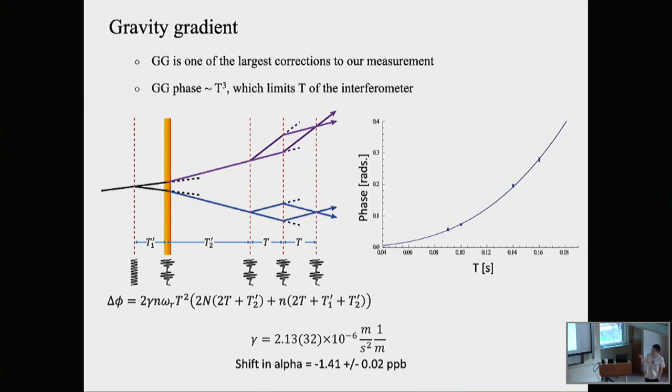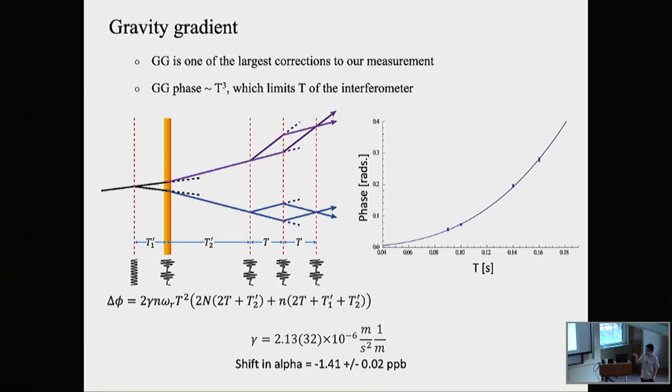What's worse, the phase from gravity gradient scales with T cubed. That means when we increase the pulse separation time T to increase sensitivity, the effect from gravity gradient will also be more pronounced. So we need to think about a way to get rid of this phase.